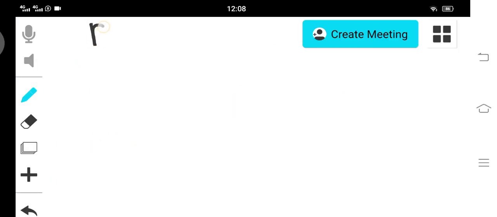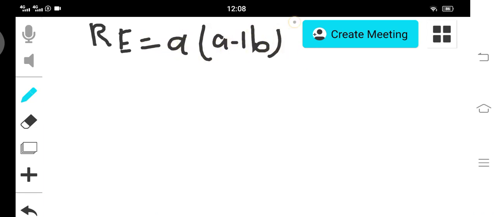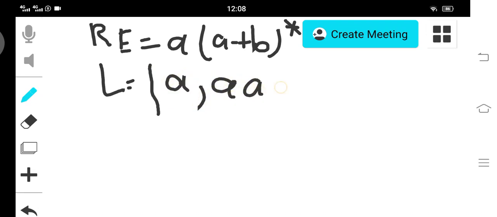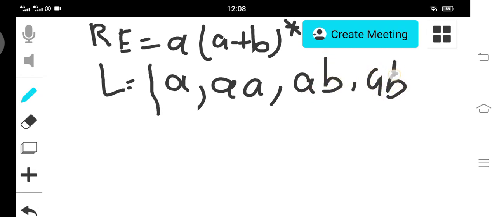The regular expression is a multiplied by (a plus b) whole square. So the language which starts with a is then followed by any combination of substrings beginning with a. So this is the language for this regular expression.